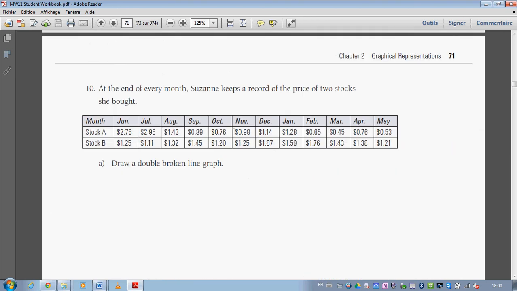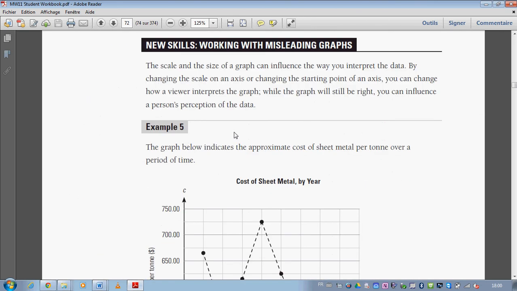So a few more build your skills questions that you guys ought to try out. And then finally, working with misleading graphs. Okay, so the scale and the size of a graph can influence the way you interpret the data. By changing the scale on an axis, or changing the starting point of an axis, you can absolutely change how a viewer interprets the graph.